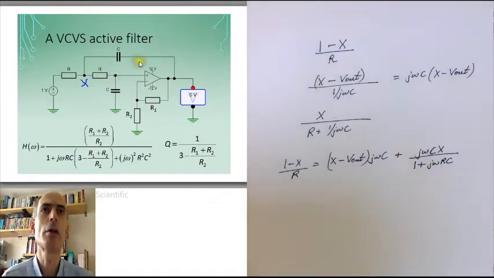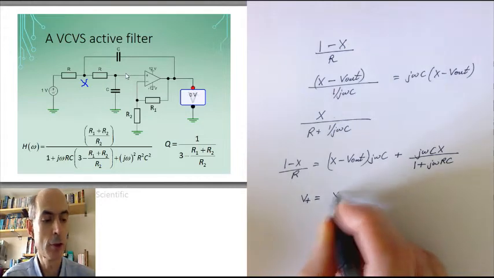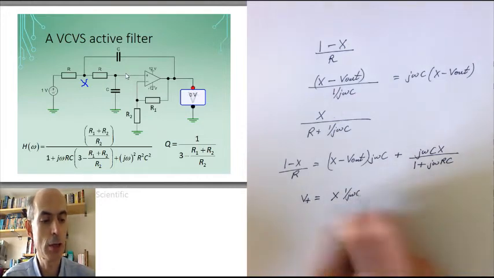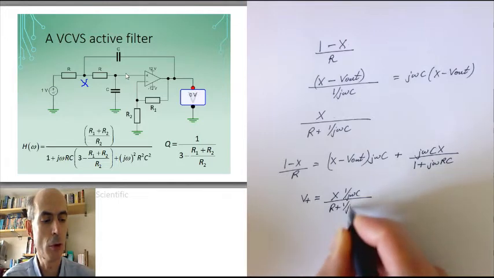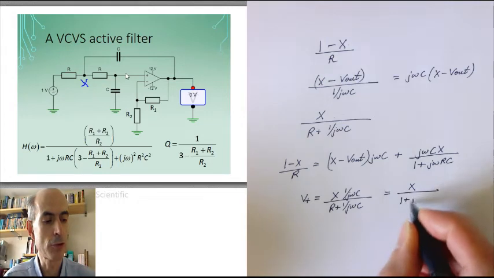Now, I also have the performance of this op-amp to consider. The voltage on the non-inverting input of this op-amp I can get just from the potential divider equation, this being the potential divider here, and X being the voltage at the top of the potential divider. That would give me the non-inverting input to the op-amp here, I'll call it V+, is X times (1 over j omega C) divided by (R plus 1 over j omega C). That's just equal to X over (1 plus j omega RC).